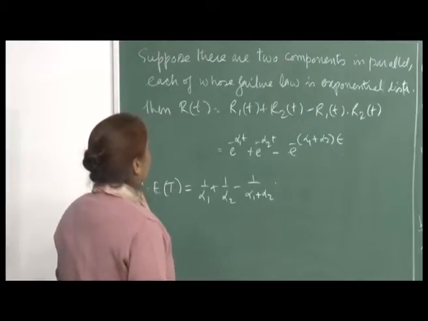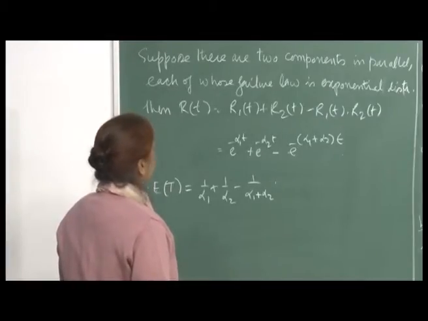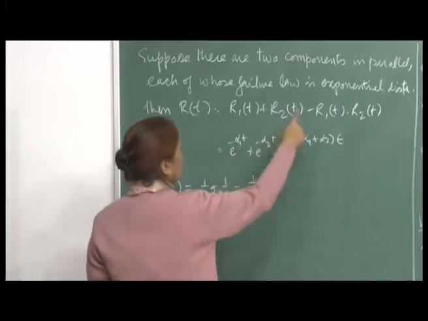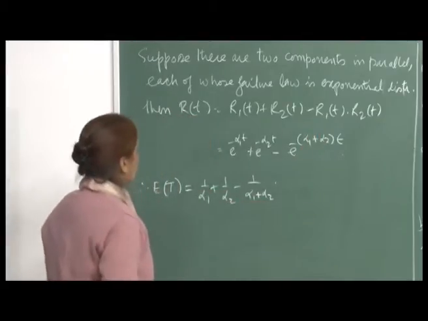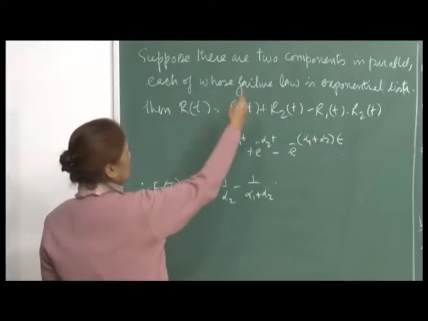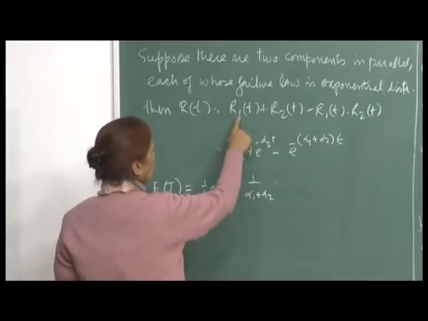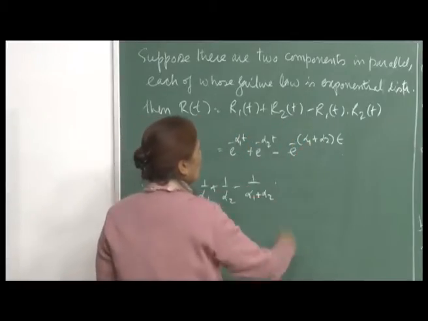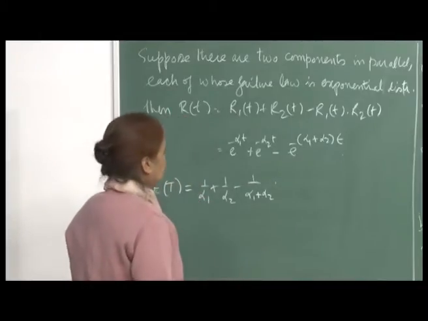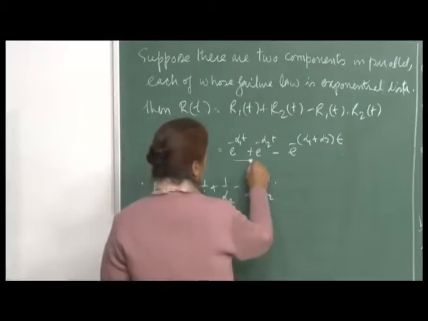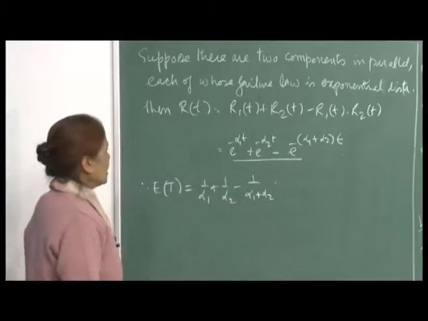So, let us see, consider the example where two components are in parallel and each of whose failure law is exponential distribution, right, and of course, we are assuming that the first component has parameter alpha 1, the other one has alpha 2, then the reliability of the system, since they are in parallel, is given by the formula we just obtained, R1(t) plus R2(t) minus R1(t) into R2(t), because they are functioning independent of each other, okay. And therefore, this will be your reliability function, okay.